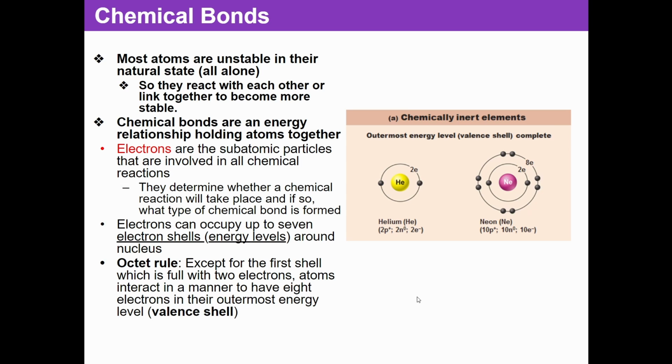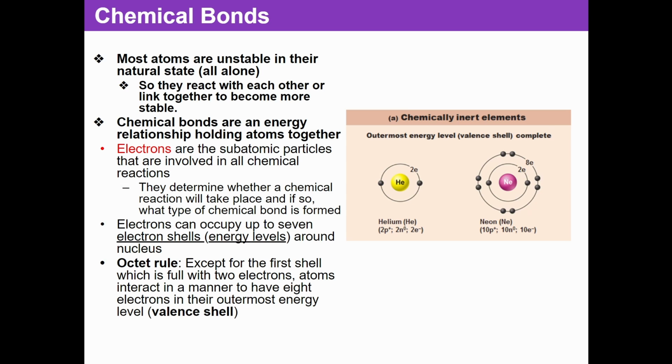Let's talk about making chemical bonds, or putting atoms together. Most atoms are unstable in their natural, free state, so they don't like being all alone. They want to react with each other or link together to become more stable. And these chemical bonds share an energy relationship.